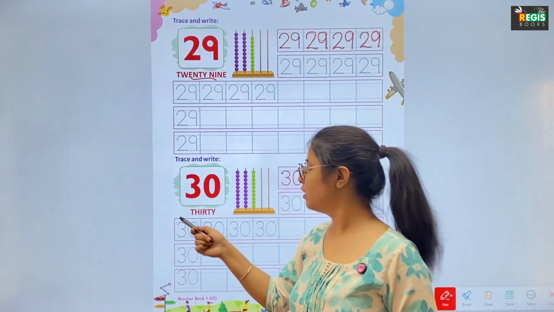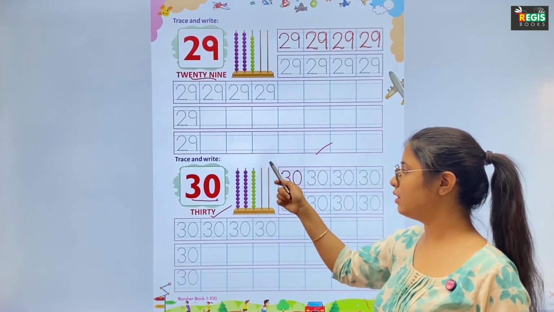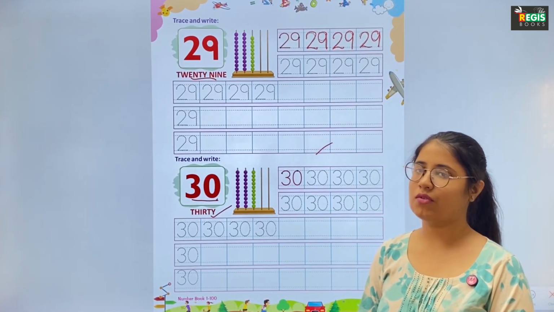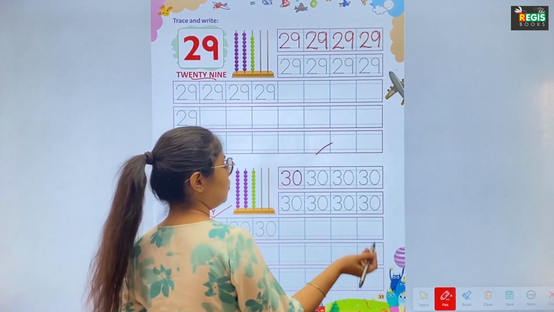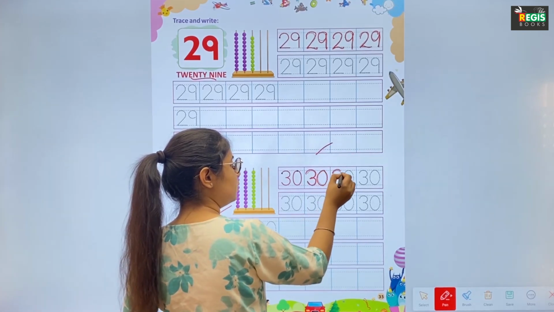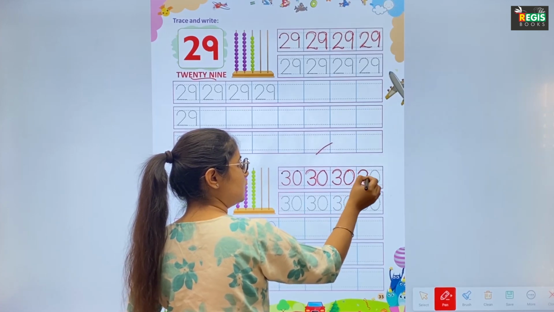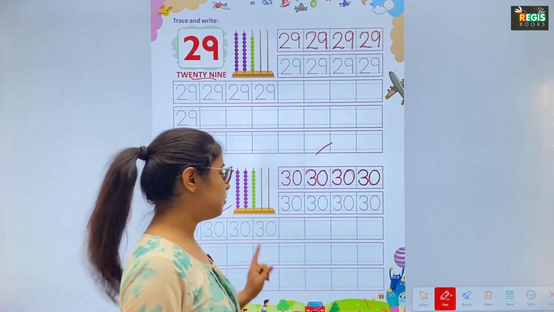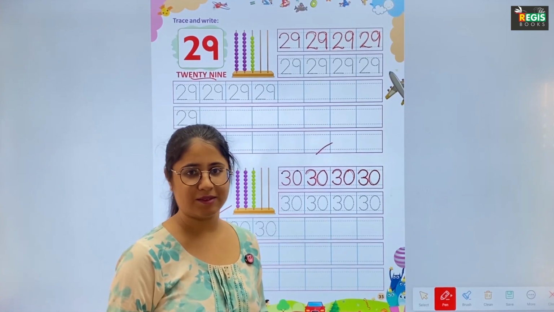Trace and write 3, 0, 30. These are total 30 balls. And we write the number 30 by writing 3 and 0 together. So write 3 first, then 0. 3, 0, 30. And kids similarly आप rest of the boxes में number 30 लिखकर उसकी practice करोगे.